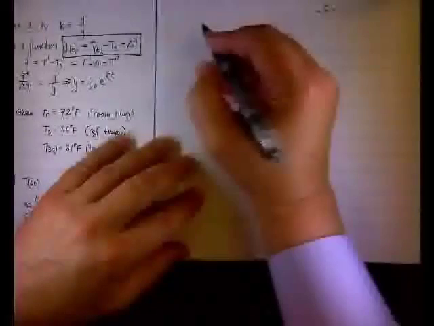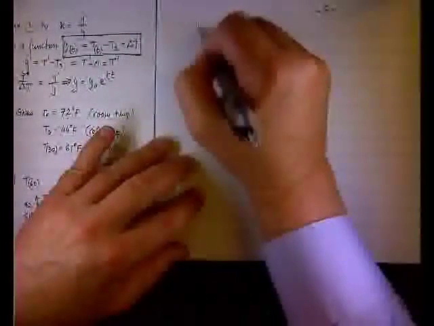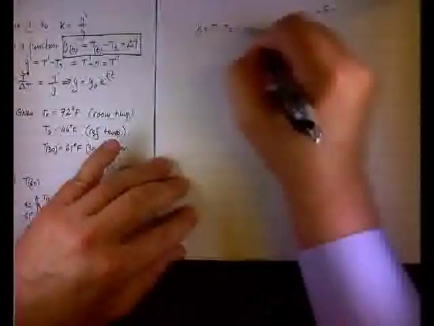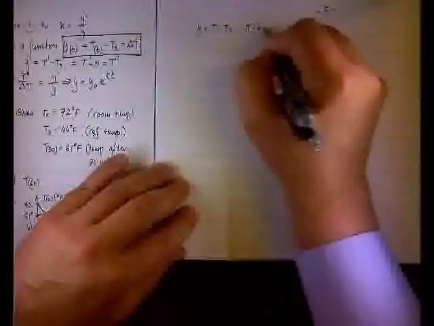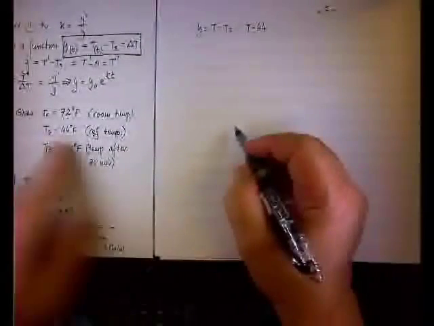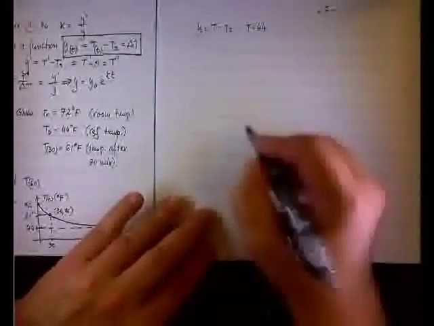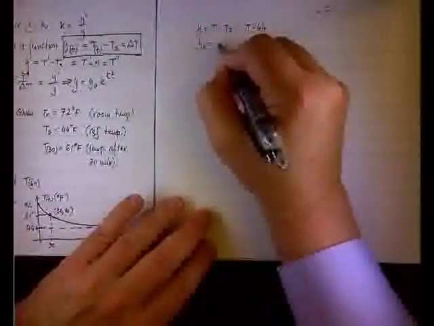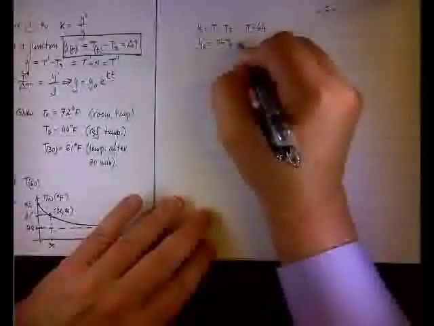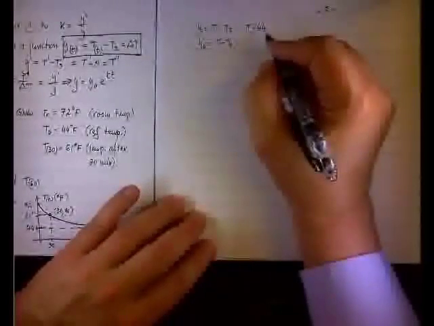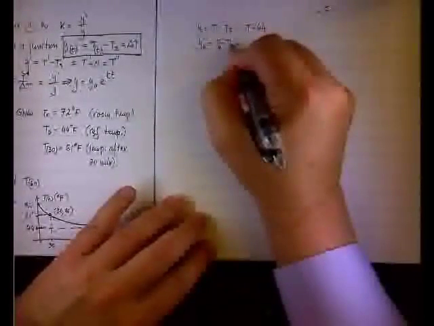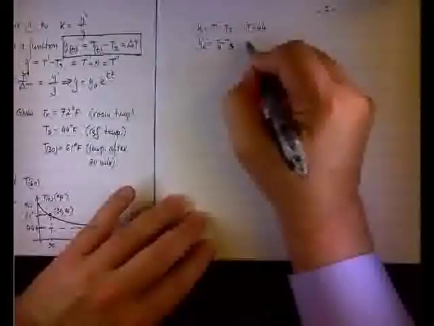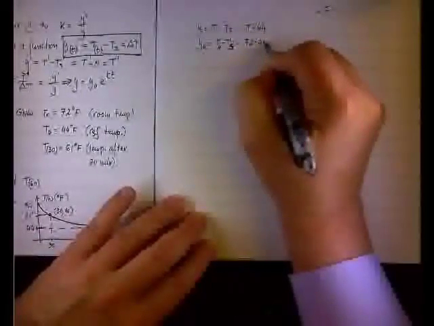So let's set it up. Let's say we know that y equals t minus t sub s, or in our case t minus 44. Right? T sub s is 44. We are given that. And what is y sub 0? Well, y sub 0 will be t minus t sub 0, right? I'm sorry, it will be t sub 0 minus t sub s by definition. So it will be 72 minus 44, or 28.